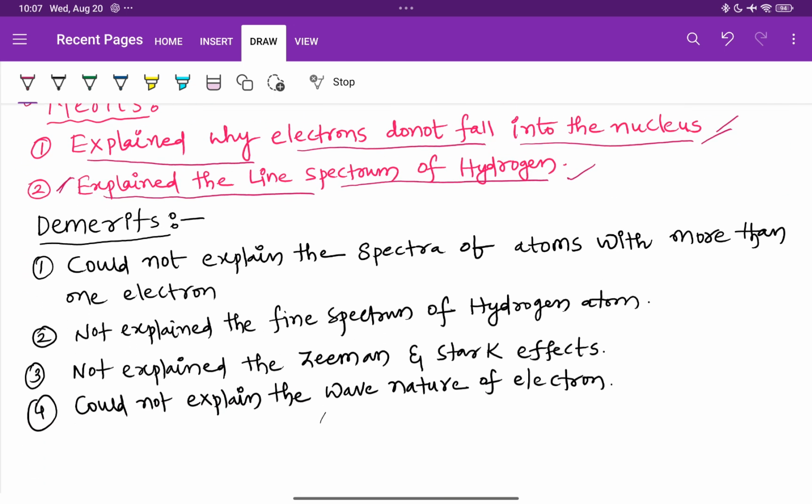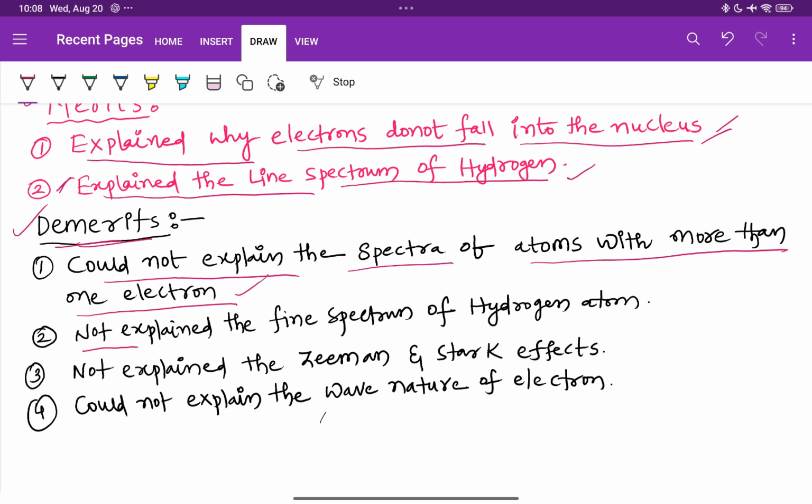And when it comes to demerits, Bohr atomic model could not explain the spectra of atoms with more than one electron. It means with the help of the hydrogen atom only, Niels Bohr explained the atomic model, but it does not support helium, lithium, beryllium, multi-electron species or multi-electron atoms.